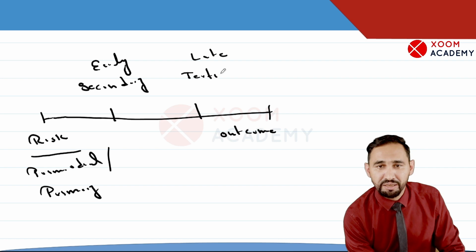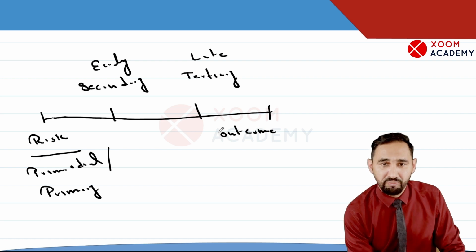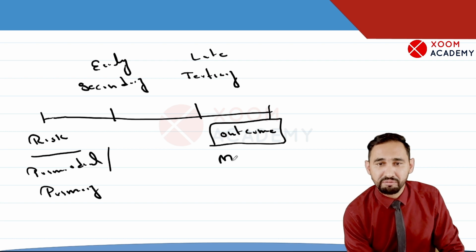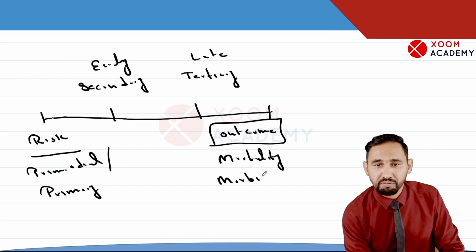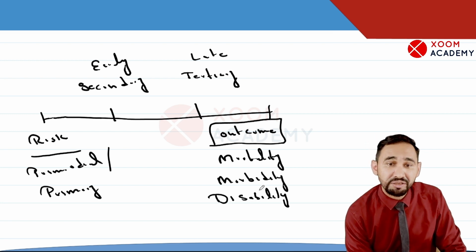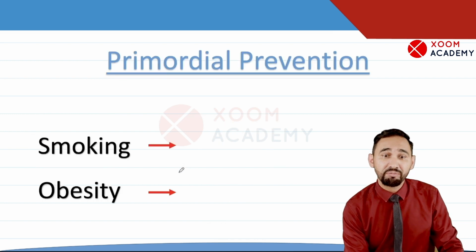These levels are applied at various levels. We have to limit the outcome. We have to reduce the mortality. We have to reduce the morbidity. We have to reduce disability. So we have to stop the disease process as early as possible. Then we'll discuss them one by one.